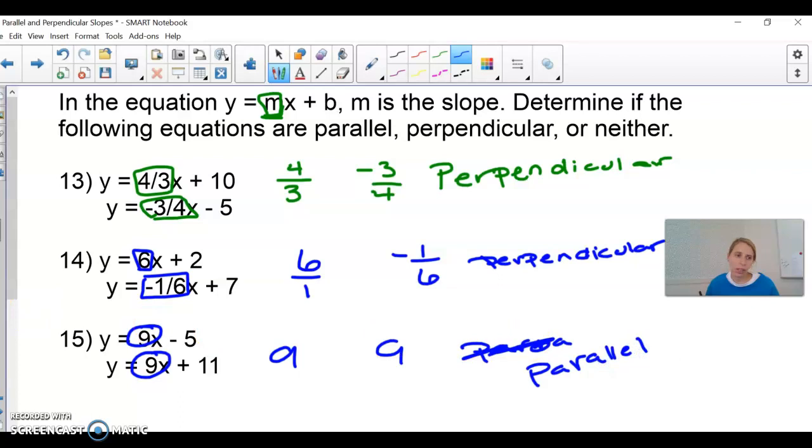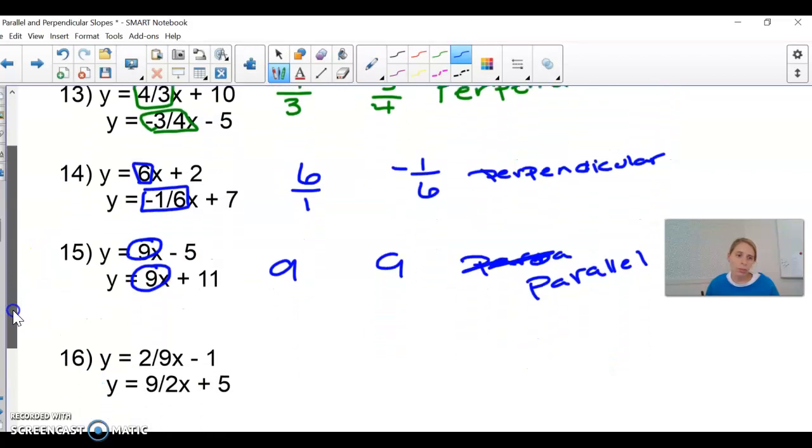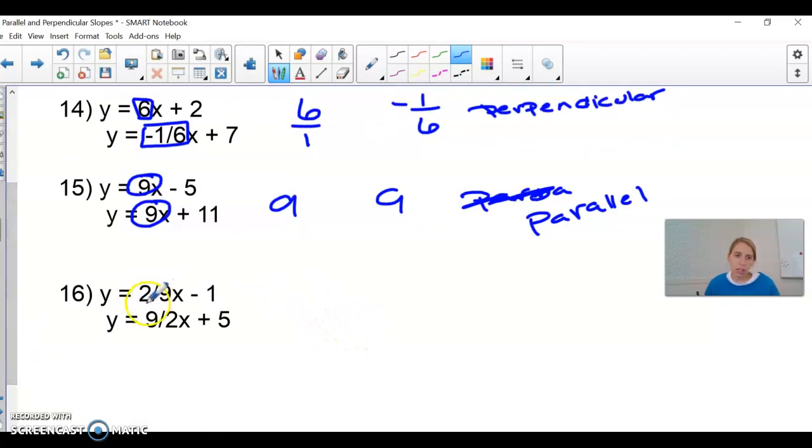Okay, I think we've got one more. So in front of x is 2 over 9. In front of x is 9 over 2. Well, 2 over 9 and then 9 over 2, they switched, but they're both positive. So it's not a negative reciprocal. Nothing changed signs. So this is neither.